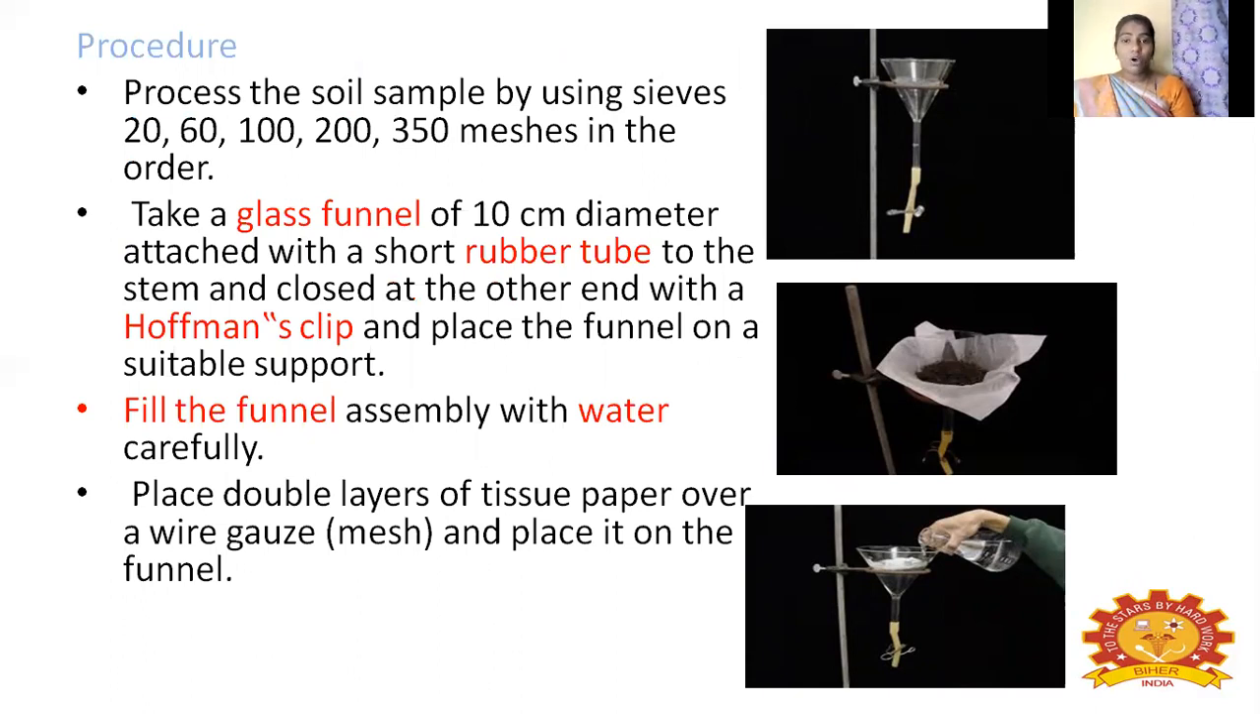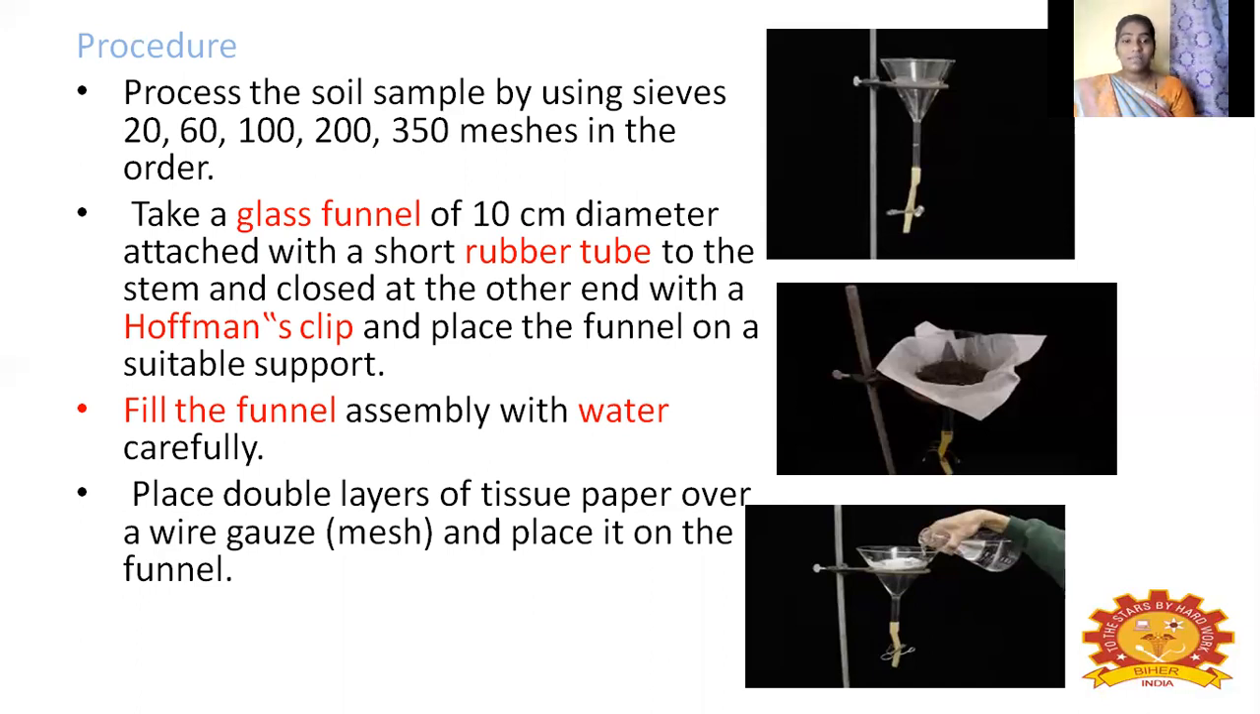Take a glass funnel of 10 centimeter diameter, which is attached with a short rubber tube to the stem and closed at the other end with the Hoffman's clip. So you can see in the image, the rubber tube is ended with a clip. That clip is called a Hoffman's clip, and place the funnel on a suitable support. That is a funnel stand.